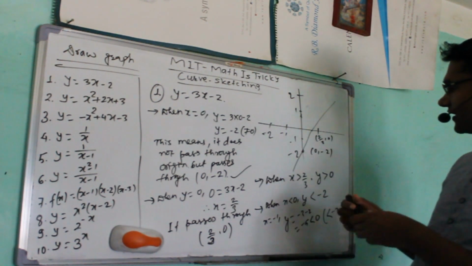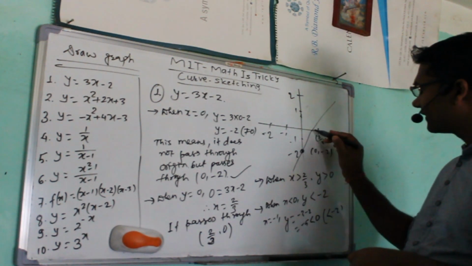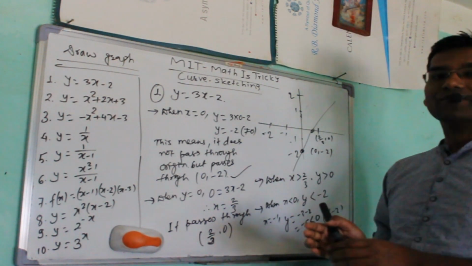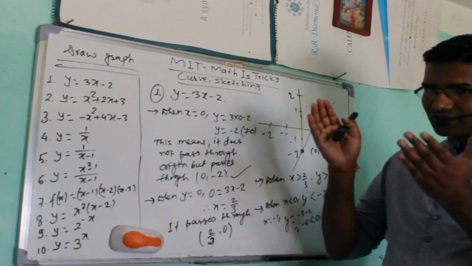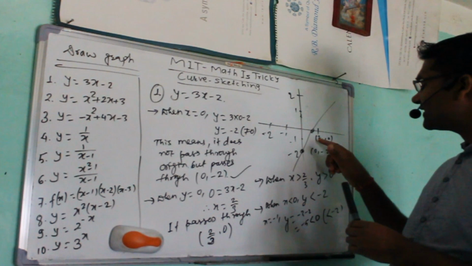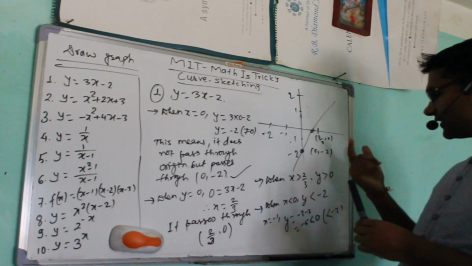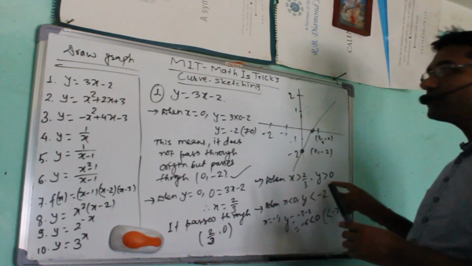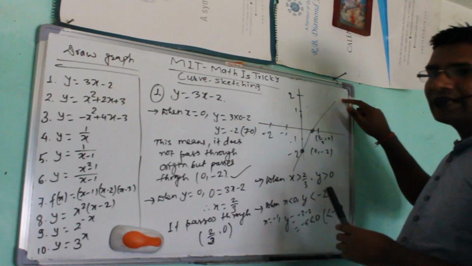Now I just plotted these 2 points. Look here, 2 points. After getting 2 points on x axis and y axis, I just joined them. After that I checked what will happen when x is more than 2/3. So just take any value more than 2/3. So I took 1. So we got y is positive, means it will go up.